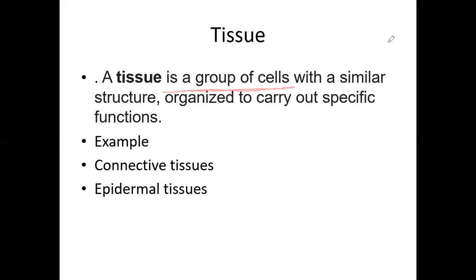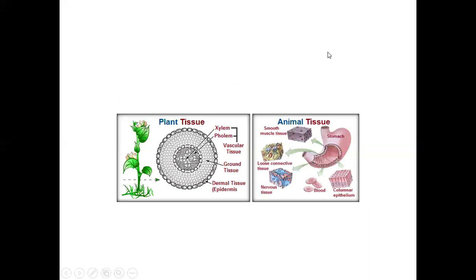A group of cells will make up one tissue. Here I can give an example of connective tissue and epidermal tissues. These are the two types of tissues. Connective tissues are in animals and epidermal tissues are in the plants. So when many cells or groups of cells join together to perform a specific function, there will be the formation of a tissue.